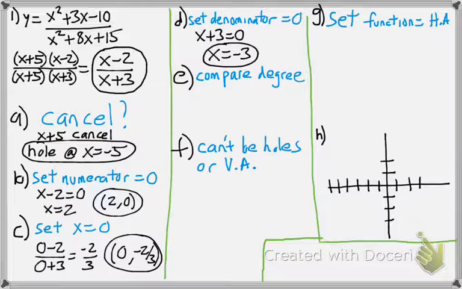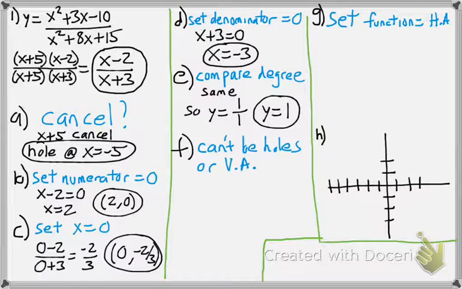For part E, I want to compare the degree. So the numerator has degree 1 because it's just an x. The denominator has degree 1 because it's just an x. So they are the same. So I need to form that ratio, and it's the ratio of the leading coefficients. So there's a 1 in front of that x, and there's a 1 in front of the x on the bottom. So it's just going to be 1 over 1. Or you can just say 1. So the equation y is equal to 1 is going to be your asymptote.